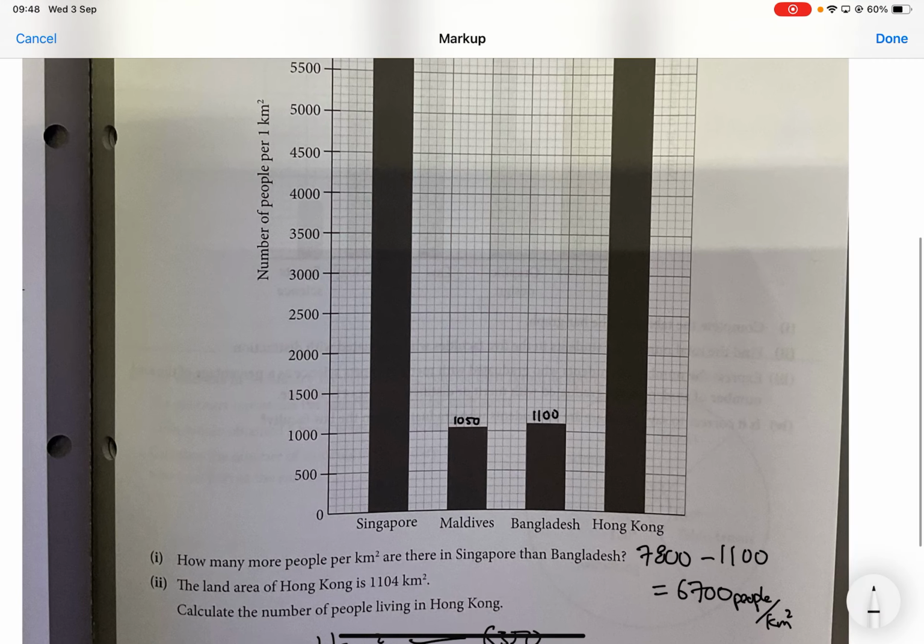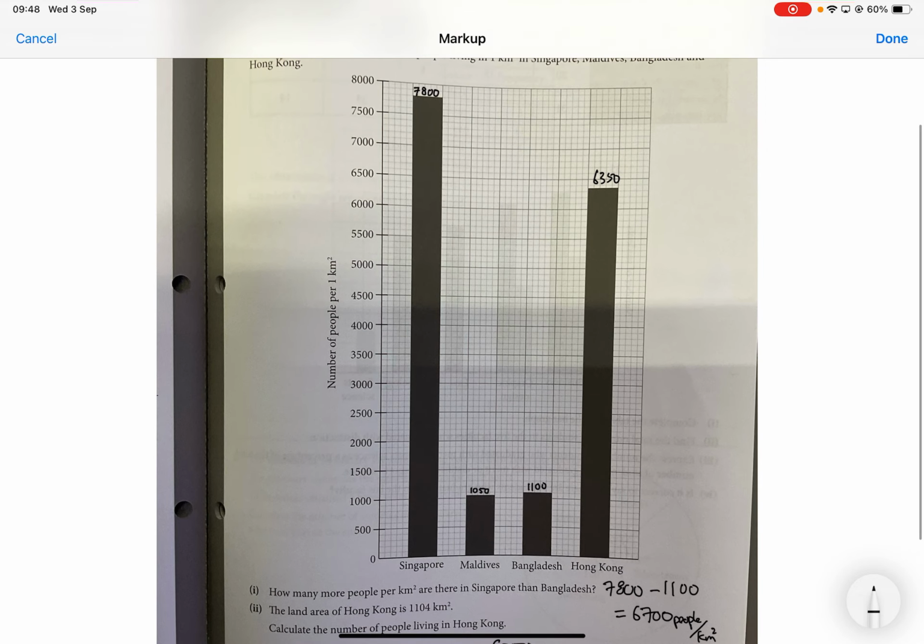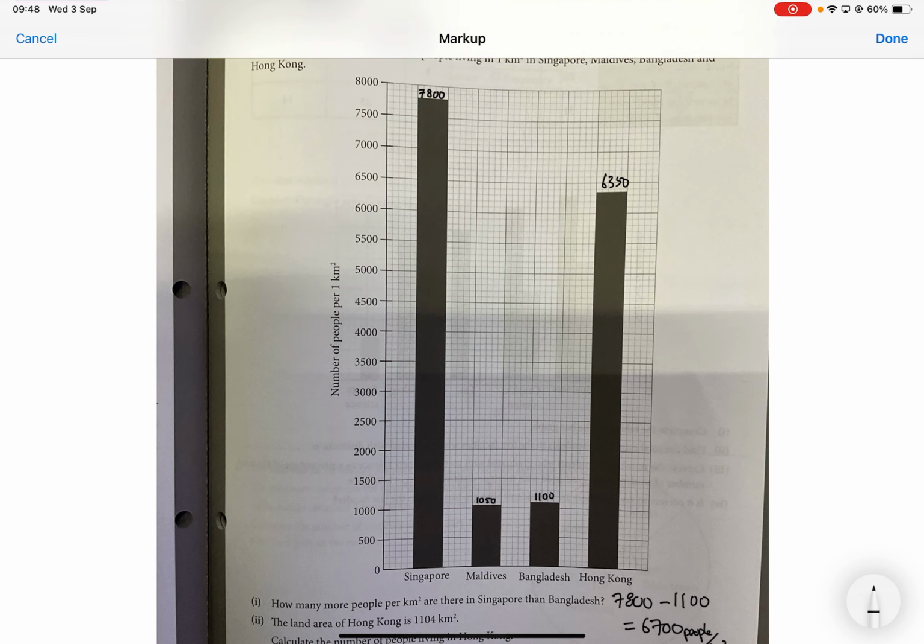So you need the individual technique, but you need to put everything together also. Individually, I need to be able to read this bar. This bar is at what number? But I also must know the whole story is this number is number of people in 1 kilometer square. Then I can answer the last question.